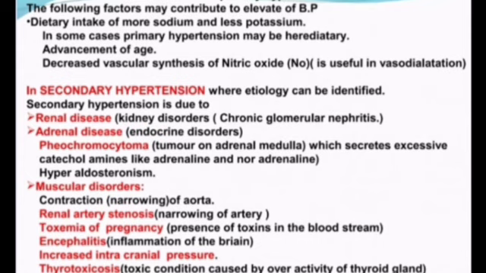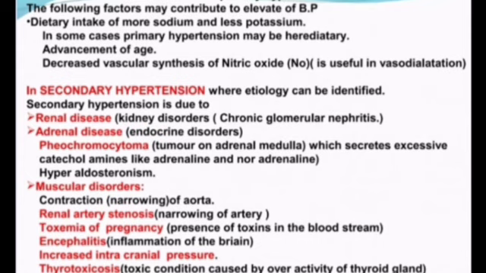Second one, secondary hypertension. In some cases, hypertension may be secondary to other diseases like endocrine disorders. In endocrine disorders, there are two: pheochromocytoma and hyperaldosteronism. Second, chronic glomerular nephritis, and vascular disorders. Vascular disorders are divided into two: coarctation of aorta and renal artery stenosis. These are the two types of hypertension.